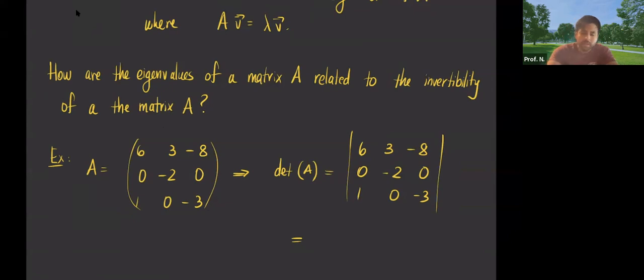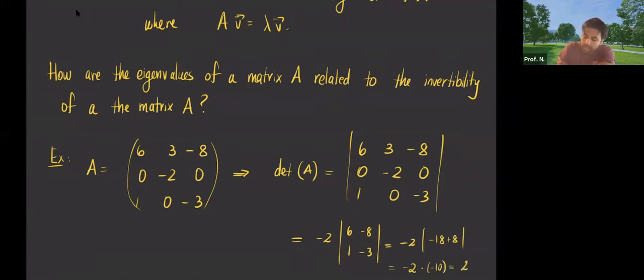Cofactor, yeah. So it's exactly the way we did the first time, right? We do cofactor expansion along the second row. So what did that give us? That gave us -2, and then the 2 by 2 matrix, 6, -8, 1, -3. This becomes -2. This becomes -18 plus 8. This is -2 times -10. And then this gives us +20.